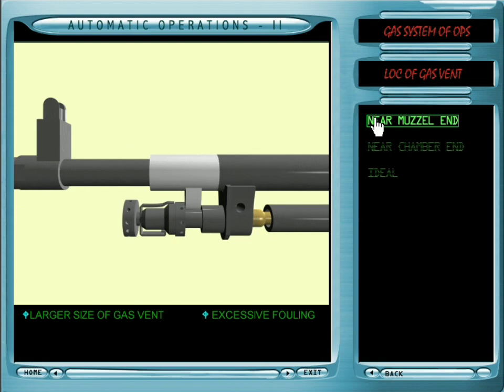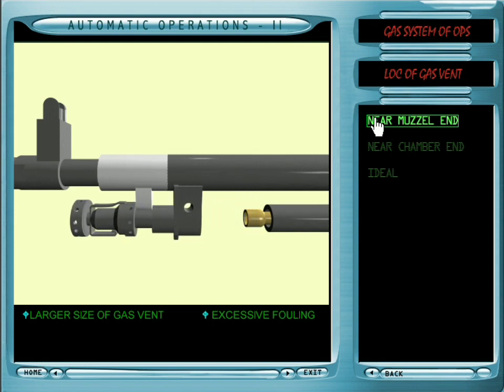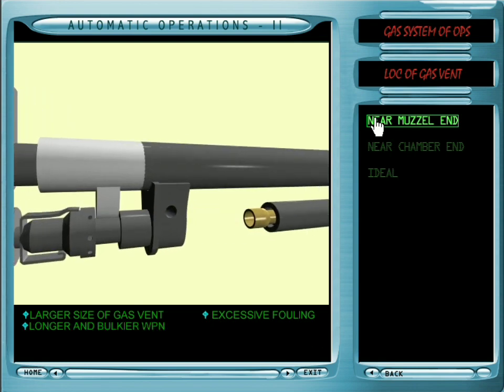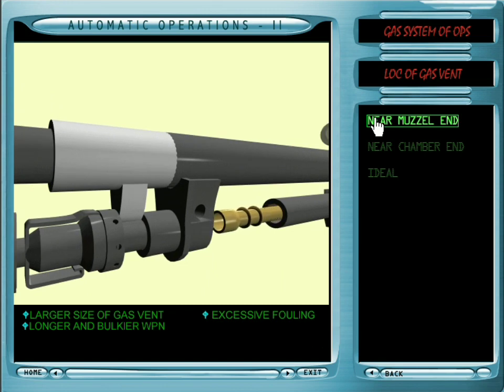Once the gas vent is located close to the muzzle end, it will mean a longer piston and a longer cylinder, which will increase the weight of the weapon. As a result of the delay involved in tapping of gas near the muzzle end, the rate of fire will also be much slower.